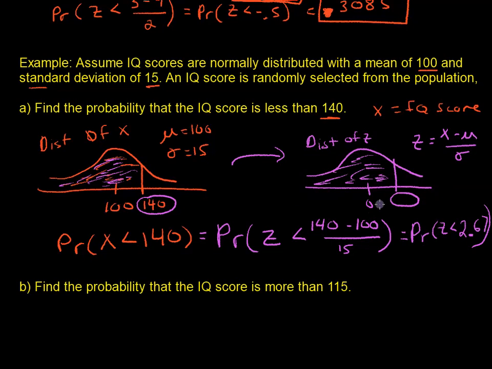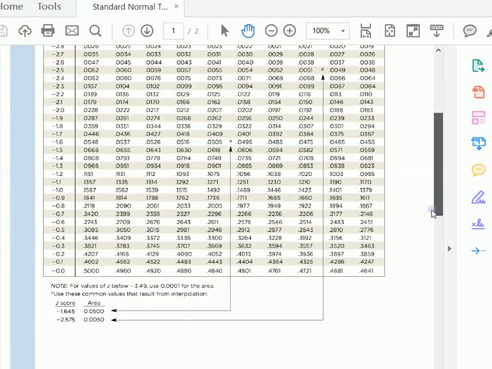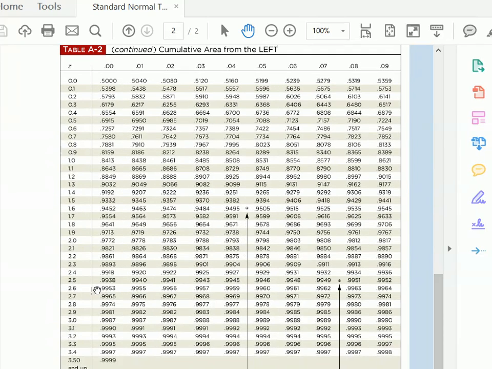All right, so this value of z that cuts right there is 2.67. So let me go and erase that circle and let me mark that as 2.67. So these areas now should be the same. Okay, so let me go in my table and let's look up 2.67. 2.6 all the way over to 7, 2.67, so that's 0.9962.